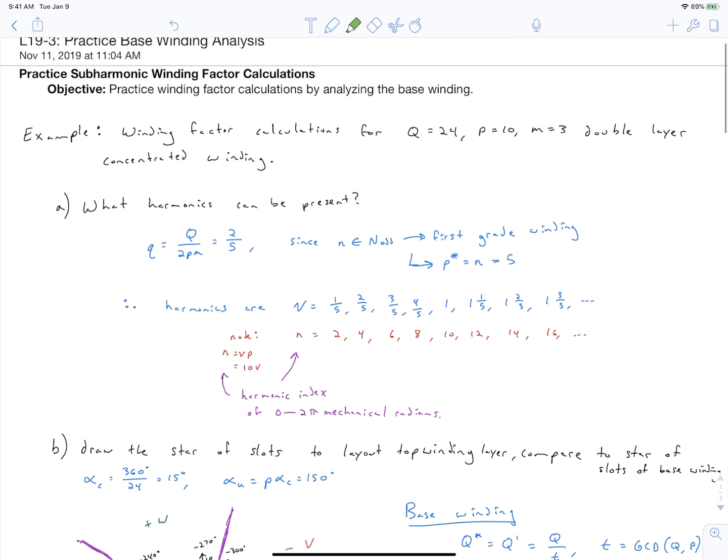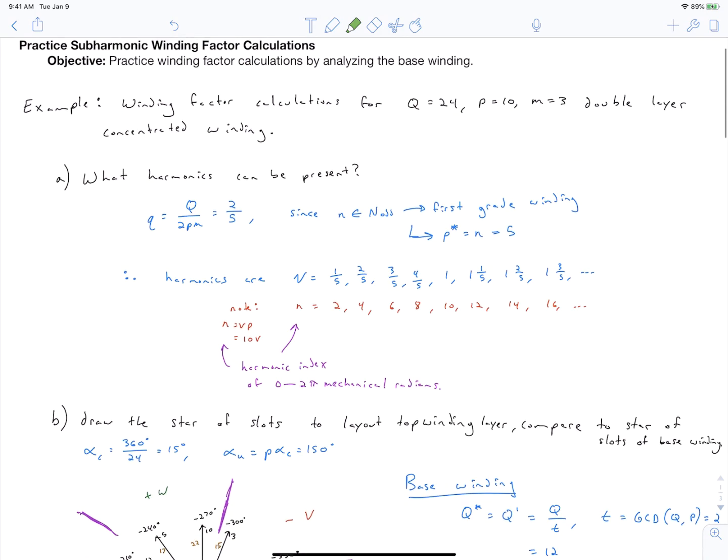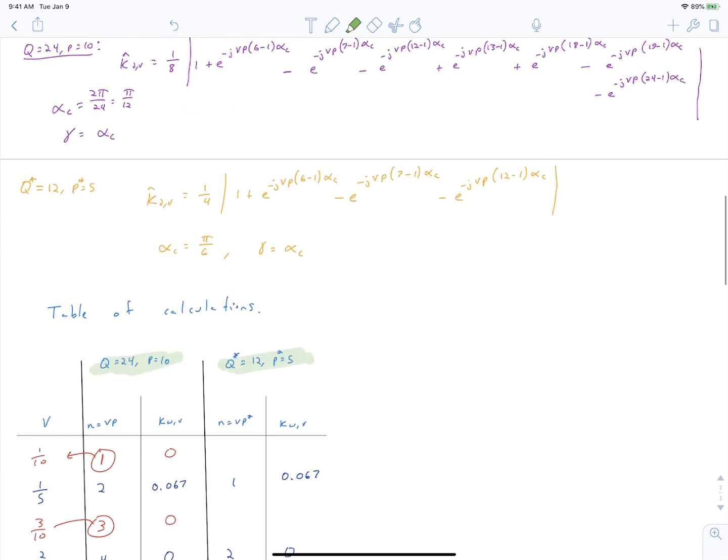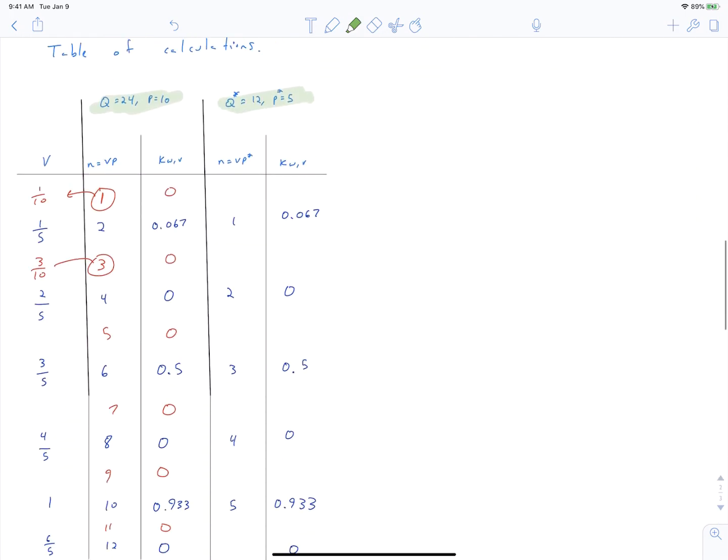In summary, this video has practiced an example where we considered a winding which was composed of multiple base windings, and then we showed the equivalency of studying the base winding versus studying the full winding. And the final conclusion is that we're able to calculate all the winding factor information that we need by simply studying the base winding. And in very high slot number machines, this is a tremendous time-saving tool.